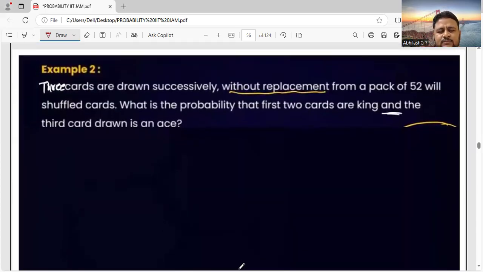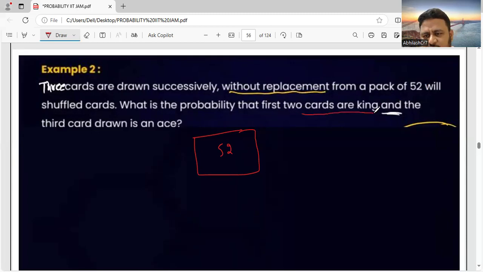Look at this, friends. They are saying 3 cards are drawn successively, one after the other without replacement, from a pack of 52 shuffled cards. We know that in a pack there are 52 cards. What is the probability that the first 2 cards are kings and the third card drawn is an ace? Ace means the letter A, the cards having the letter A.